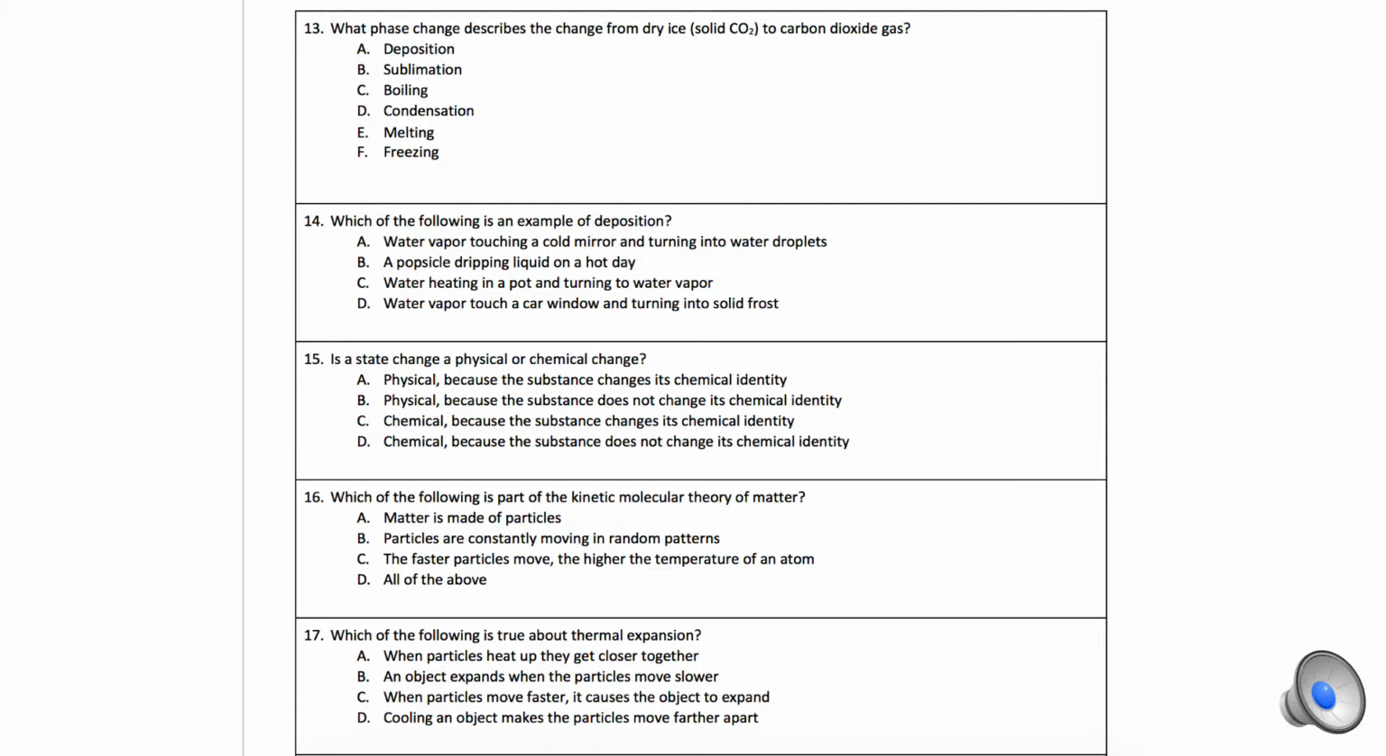Number 17. Which of the following is true about thermal expansion? A, when particles heat up, they get closer together. B, when an object expands, the particles move slower. C, when particles move faster, it causes the object to expand. Or D, cooling an object makes the particles move farther apart.